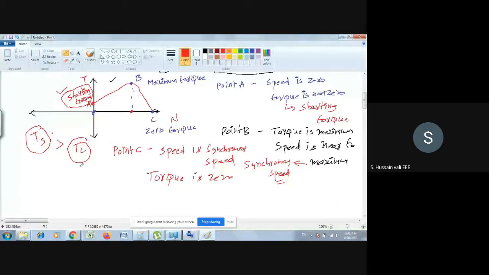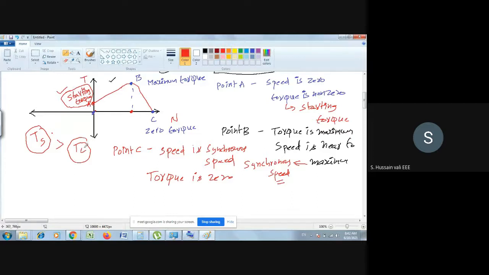If it is not greater than TL, then what will happen? The load torque is more than the starting torque, so the starting torque is not enough to drive the load. This situation may arise, so you must take precautions that the starting torque is more than the load torque.